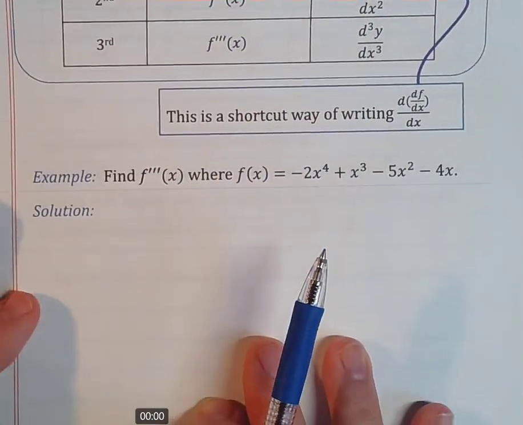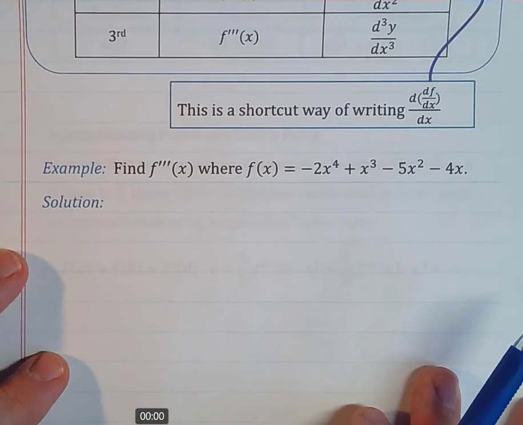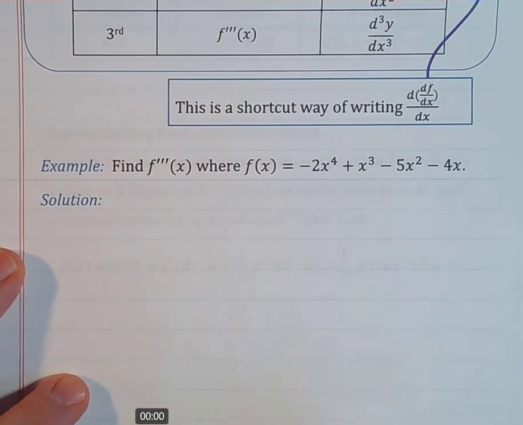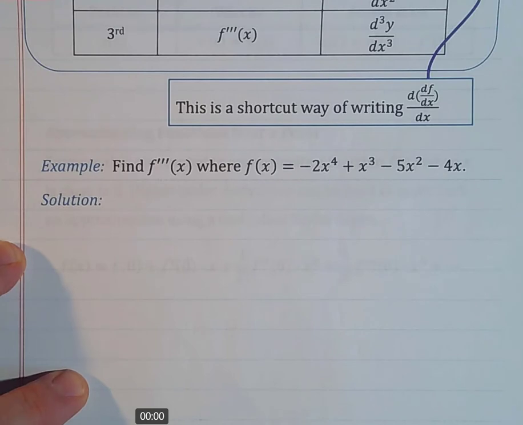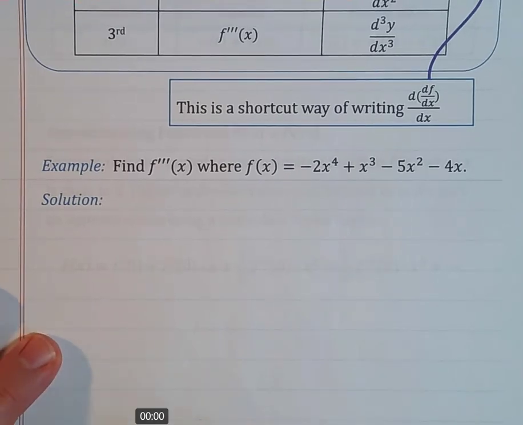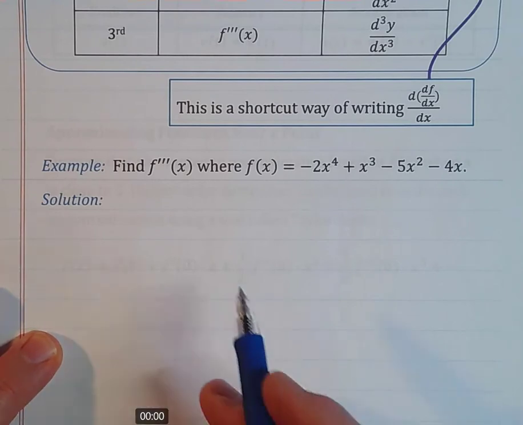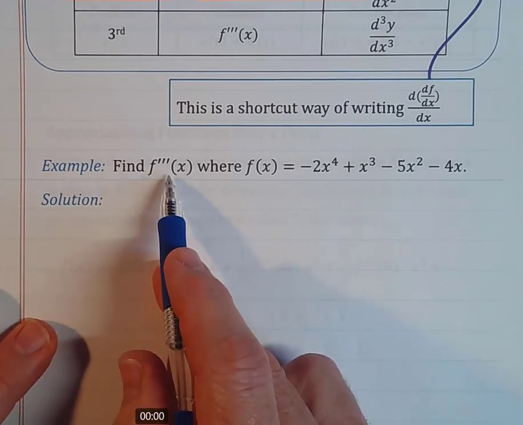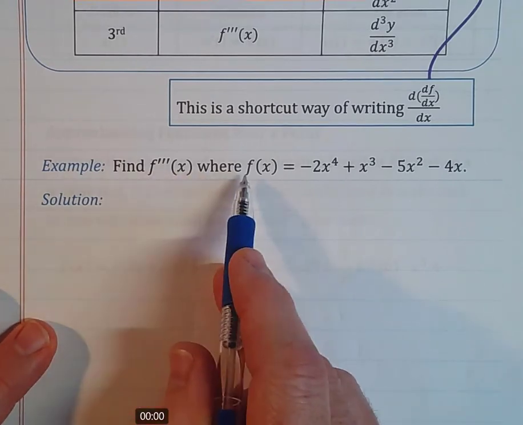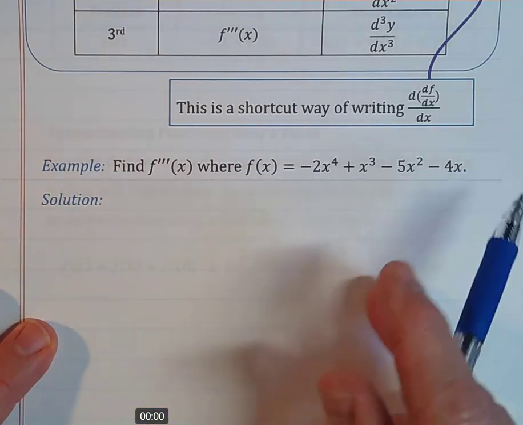And so it's a pretty straightforward thing here to find higher order derivatives. And don't worry so much about what this means when we find higher order derivatives. We'll get into that at some point. But let's just see how to do it first. Here I want to find the third derivative of f of x, where f of x is defined this way.